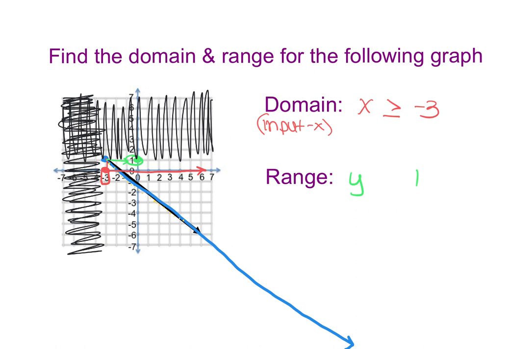So as a result, I know I need all of the y values that start at 1 and go down. I need all of these y values to create various points on my graph or on my line. So my range can be represented by y is less than or equal to 1.